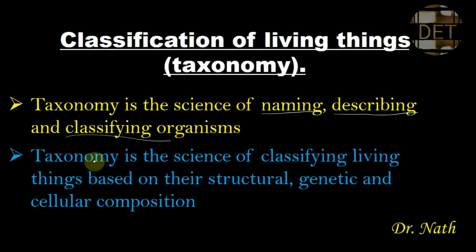We can also say that taxonomy is a science of classifying living things based on their structural, genetic, and cellular composition. So in taxonomy, the hallmark is classification. We can classify living things based on their structure, that is how they look, based on their genetics, or what their genetic material is composed of, and based on their cellular composition, the things that make up their cell.